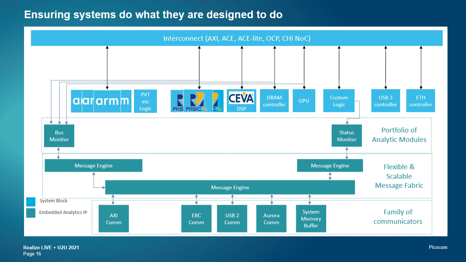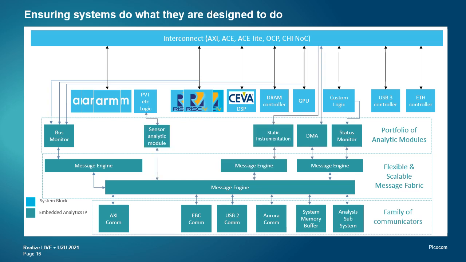And of course, we have a way of using system memory to pour high bandwidth data into, which can be trickled out slowly at some point later. We have in development an analytics subsystem which will encompass a CPU. All of the other modules I've shown have no CPUs. They're all hardware engines. The analytics subsystem will have a CPU that will be tuned to do analytics within the target SoC. And then we have a bunch of other modules like the static instrumentation and DMA modules that can be used to push and pull data from the system.